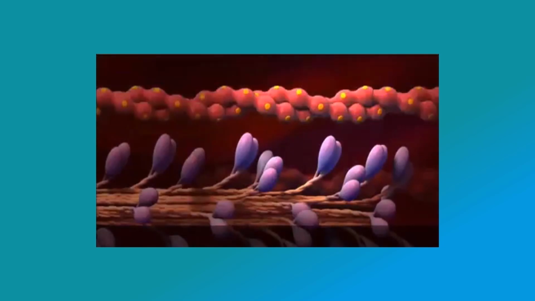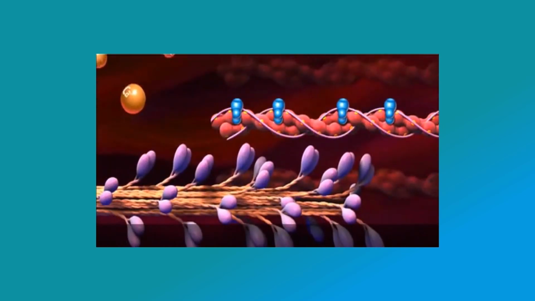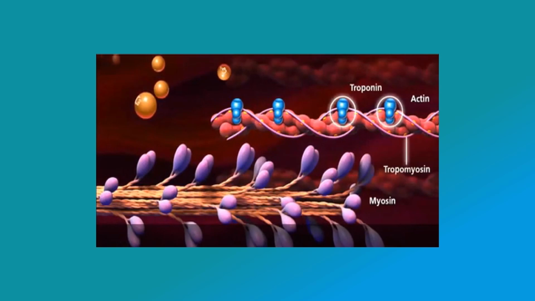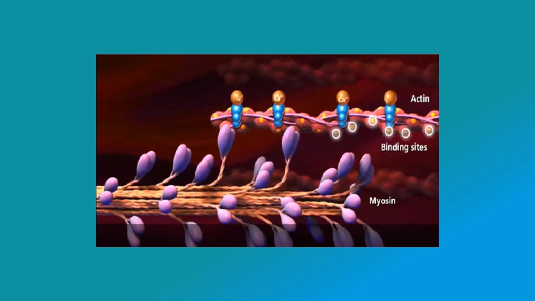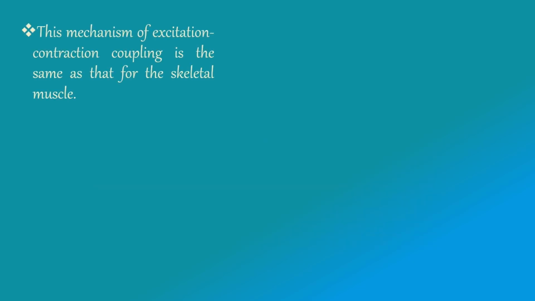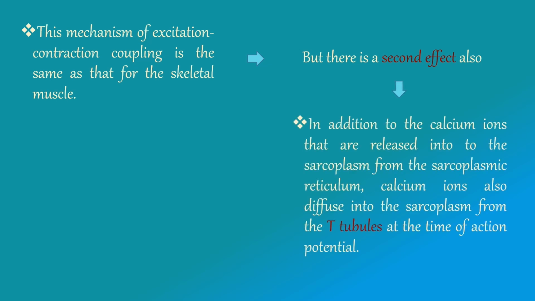Here you can see how contraction occurs between the actin and myosin filaments. This mechanism of excitation-contraction coupling is the same as that for skeletal muscle. But there is a second effect also. In addition to the calcium ions that are released into the sarcoplasm from the sarcoplasmic reticulum, calcium ions also diffuse into the sarcoplasm from the T-tubules at the time of the action potential.